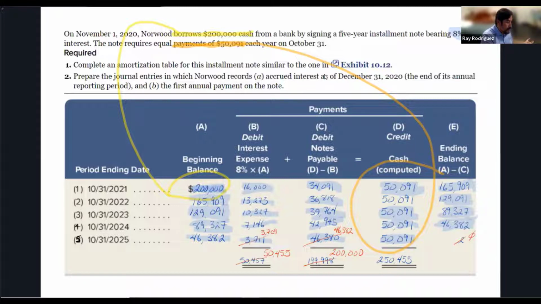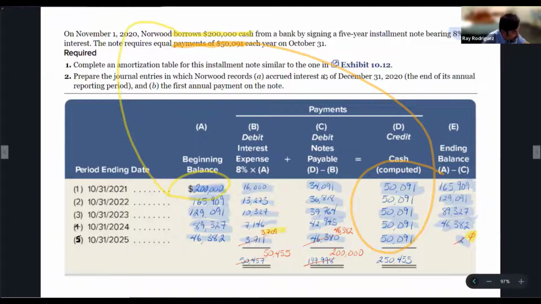Beginning balance minus 46,380 leaves us with a $2 balance. We've paid this thing off. We can't have a $2 balance there. So what we're going to do is we're going to force this. I'm going to change highlighter color. We're going to force this balance to be a zero balance. That's what we need it to be, a perfect zero balance.